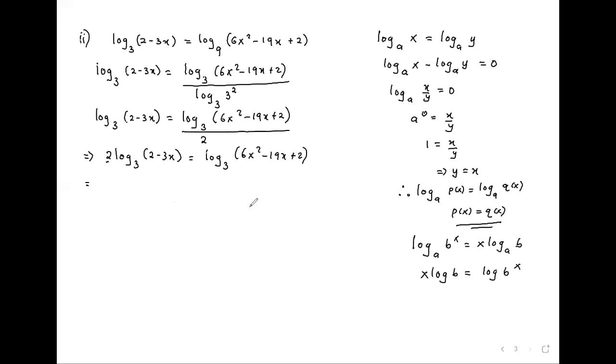If we cross multiply, what we have is 2 log 3 of 2 minus 3x is equal to log 3 of 6x squared minus 9x plus 2. Since we said a log b of x is the same as log b of x to the power a, we take the 2 as a power, so we have log 3 of (2 minus 3x) squared is equal to log 3 of 6x squared minus 9x plus 2. Now we have base 3 on both sides, so the inside things should be the same. So (2 minus 3x) squared should be the same as 6x squared minus 9x plus 2.